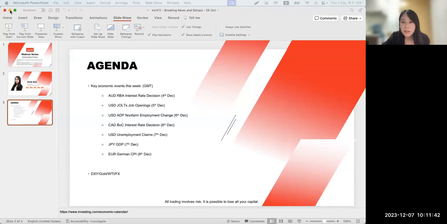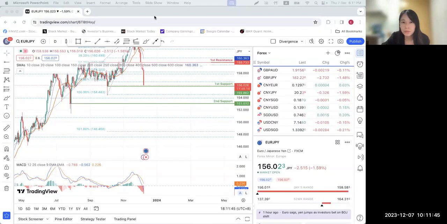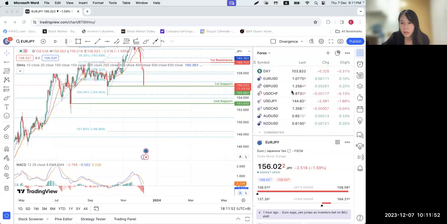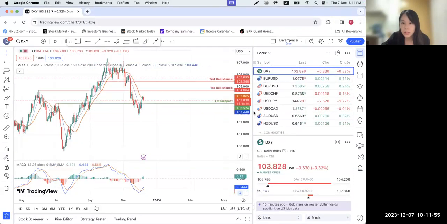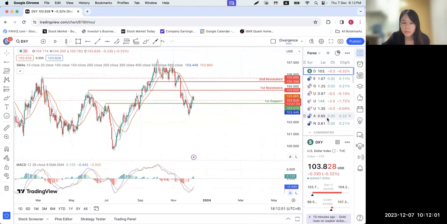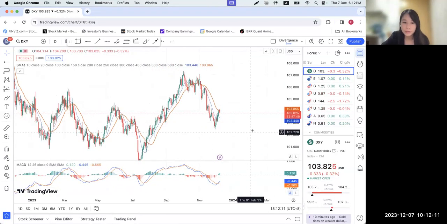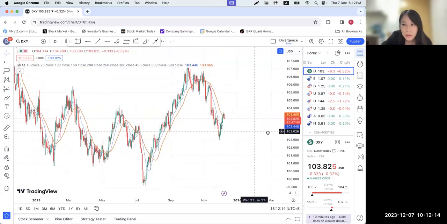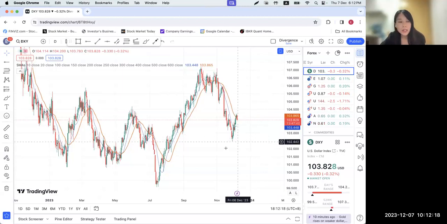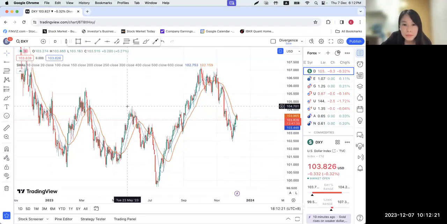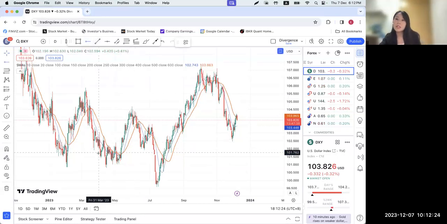Okay, so now let's take a look at some of the charts. Okay, let's look at the dollar index. So we'll first look at the day chart. Let's try to find some key support and resistance levels. And from the day chart, we will move to the H4 and H1 chart.